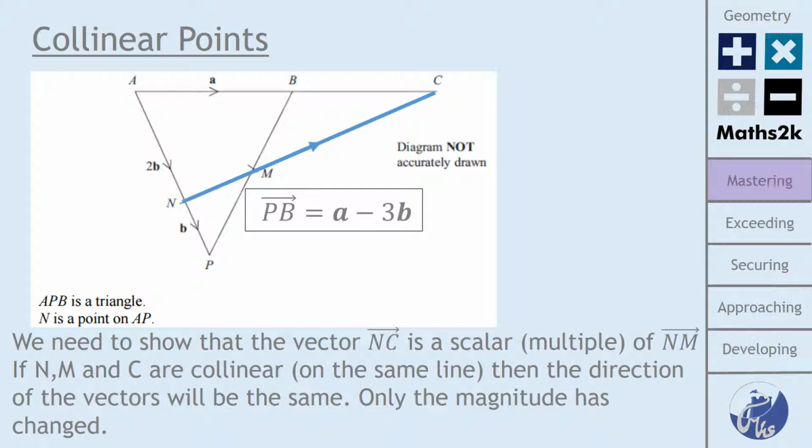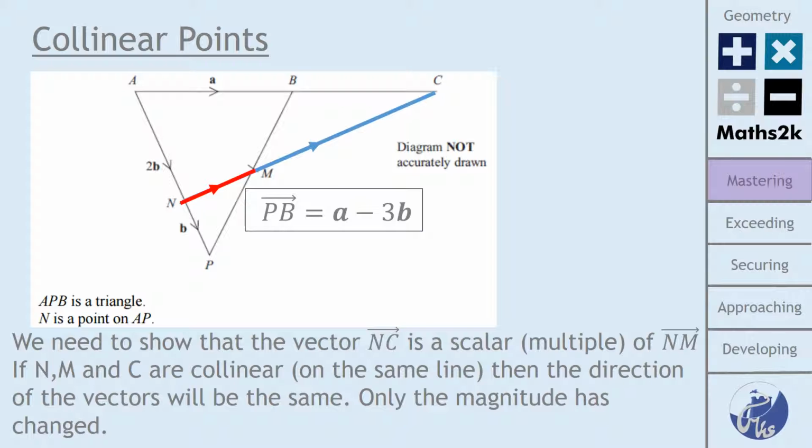So in trying to show that these points are on the same line, we really need to consider that there are two vectors that we're interested in here. Firstly, there is the vector NC, but secondly, we're going to look at the vector NM. And what we want to do is to be able to show that NM and NC are connected in that one is a multiple of the other, or a scalar. Once we've been able to show that, that's then showing that they've got the same direction, but what we will find is that they're going to have different magnitudes.